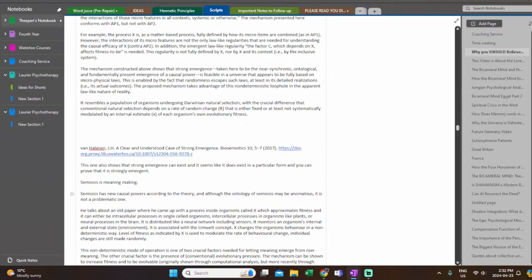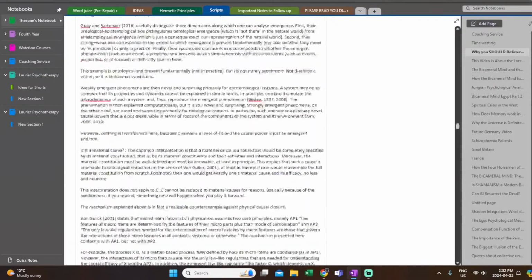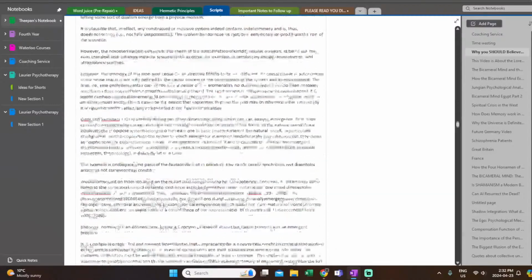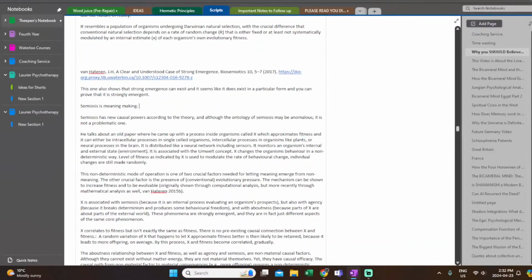Okay, so I made a note for myself. This one also shows that strong emergence can exist, and it seems like it does exist in a particular form, and you can prove that it is strongly emergent. That's the key thing here, right? All of this is shown to be strongly emergent. You can prove this with math. And we'll go into some examples of papers that mathematically prove that a particular phenomenon is emergent.